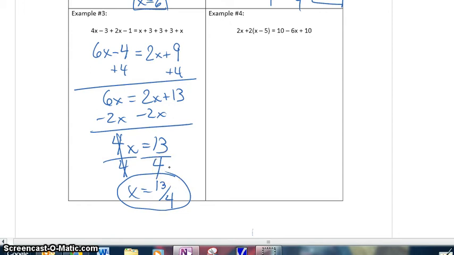Some teachers might want you to make that a mixed number. Some teachers might want you to make the decimal equivalent. I'm fine with this for now. We're going to be learning something called slope later, and that's how you represent slope. Last, number 4, pause and give it a shot. Follow your steps.